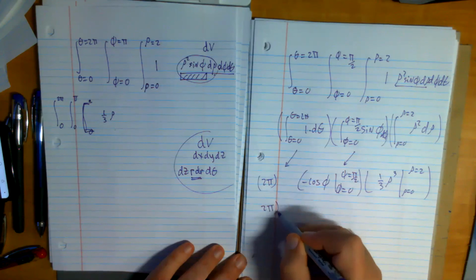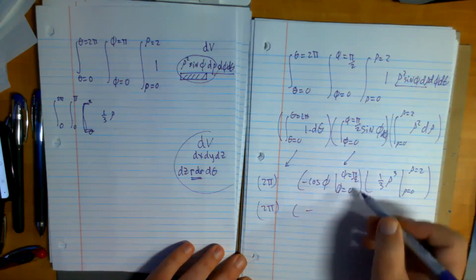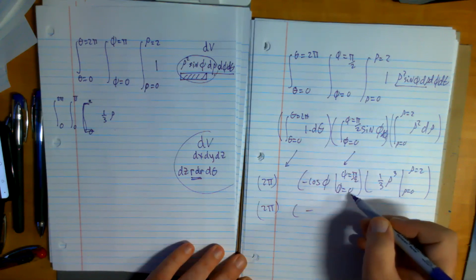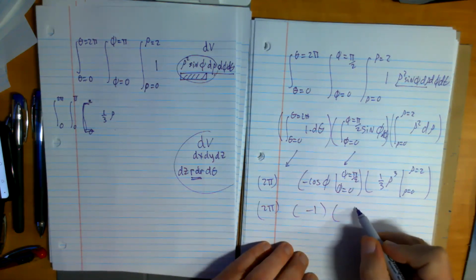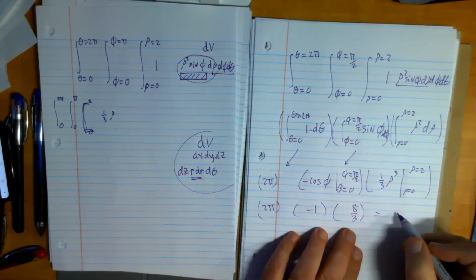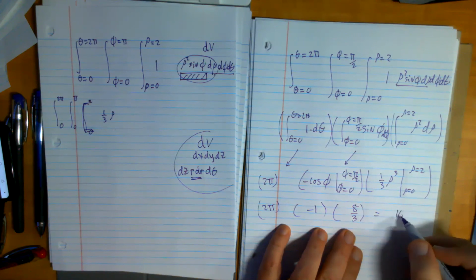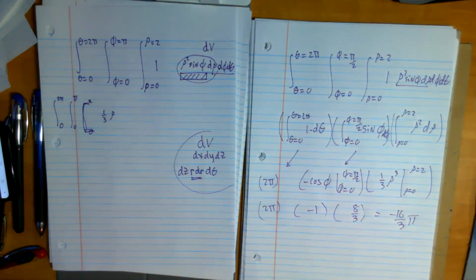Because what do I get out of that? Well, I got 2 pi out of this. I get a 0 take away 1. I get a -1 out of that. And I get 8/3 out of that. So this particular triple integral is that. So it's definitely not a volume, right? Whatever it is.